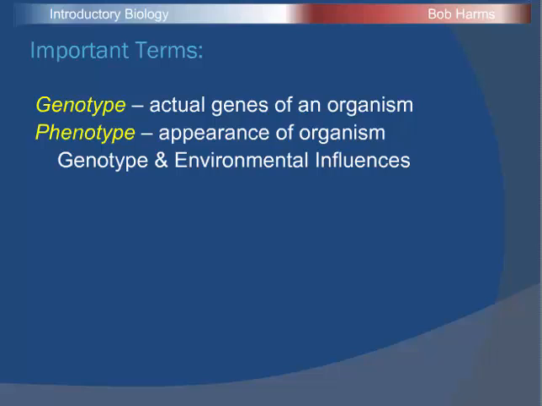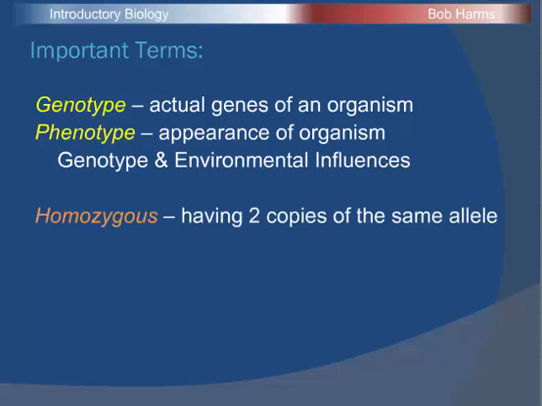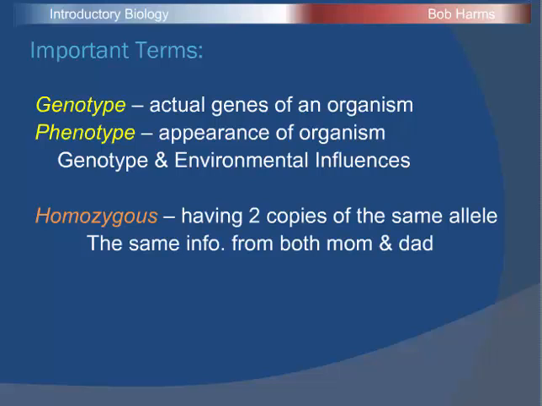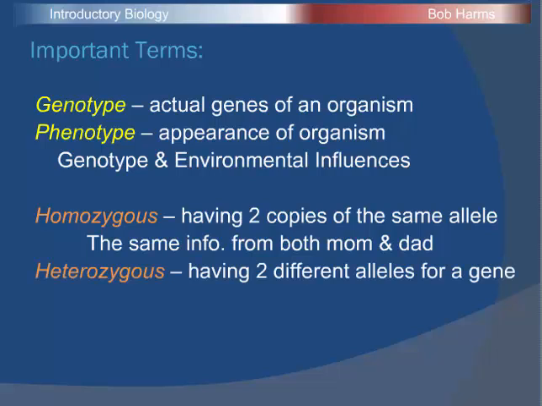Now, if we look at your genotype in particular, you've got 2 options. You could be homozygous, which means you have 2 copies of the same allele. Again, homo as a prefix always means the same. And so if you're homozygous, that means you inherited the same version of that gene from both parents. Versus the other option would be heterozygous, hetero being different.